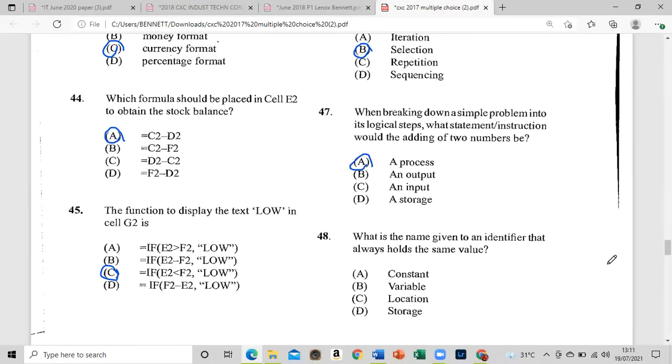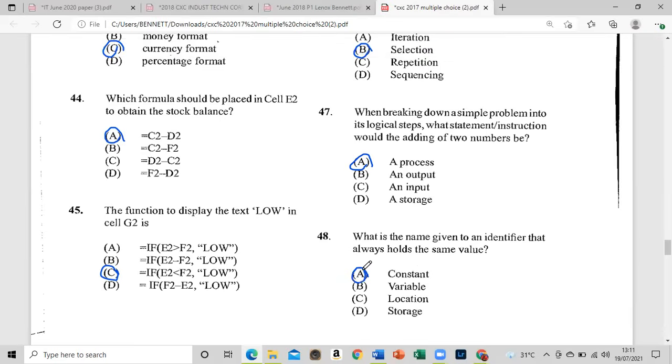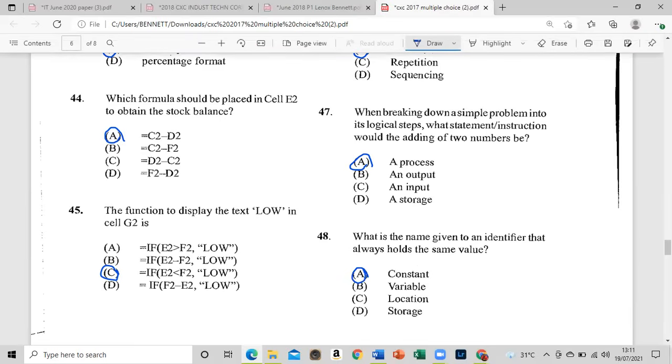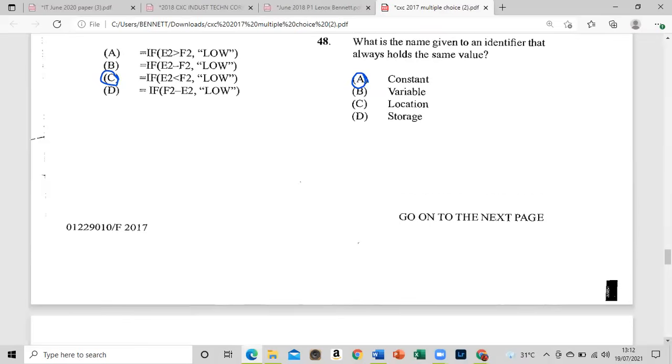All right, 48. What is the name given to an identifier that always holds the same value? Is it constant, variable, location, or storage? As the name suggests, constant. Never change. Remain constant, remain loyal.